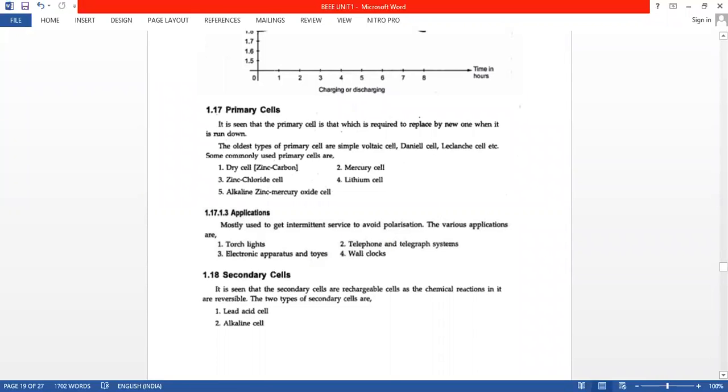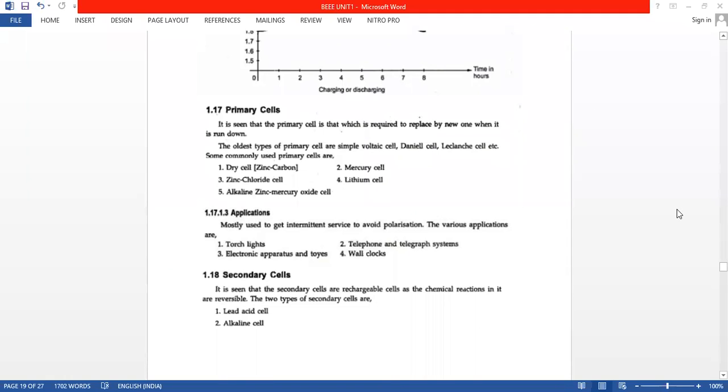A cell is the basic unit of battery. A cell contains electrode, single electrode, positive electrode and negative electrode and electrolyte solution. Yes or no, all of you? A cell contains positive electrode, negative electrode and electrolyte solution. A battery contains group of cells or number of cells. Yes or no, all of you? Don't forget this one.